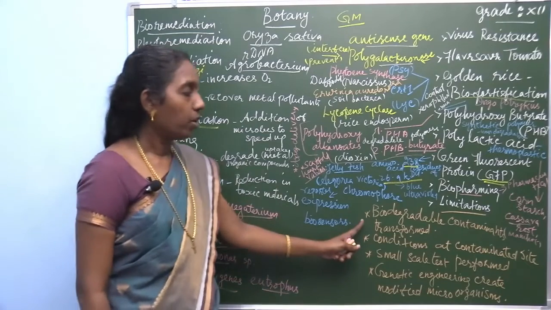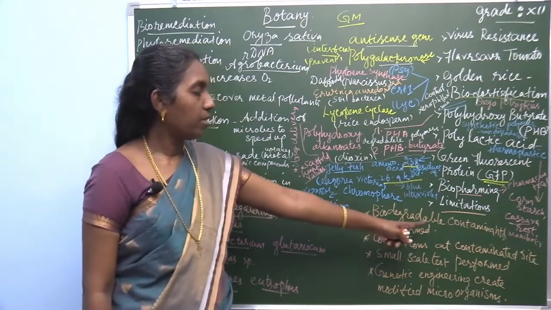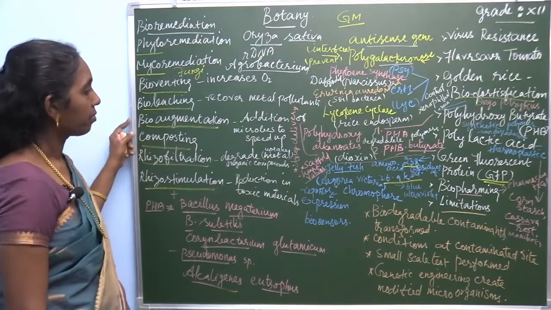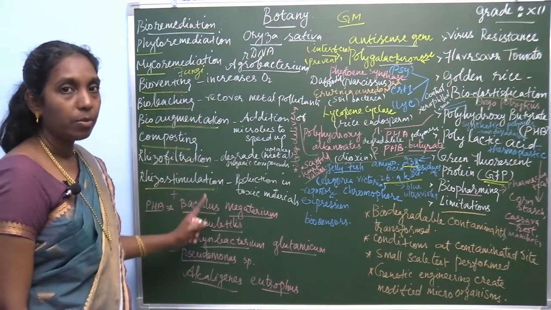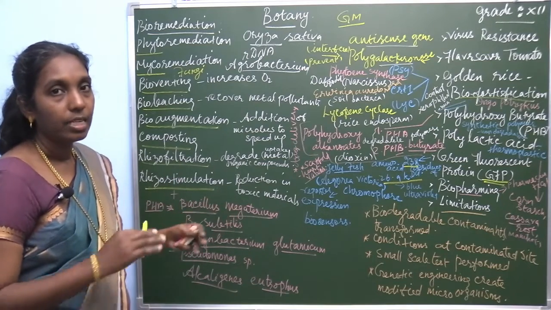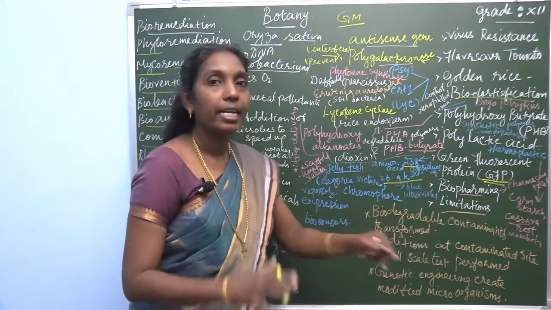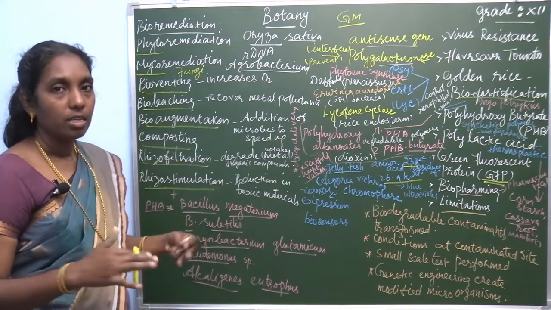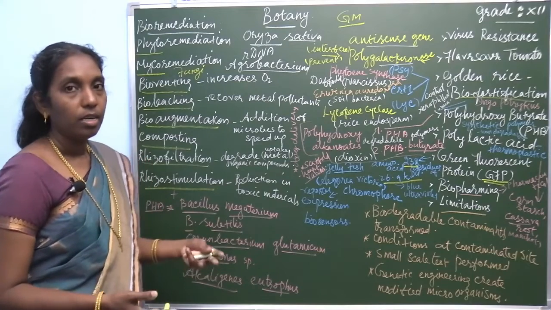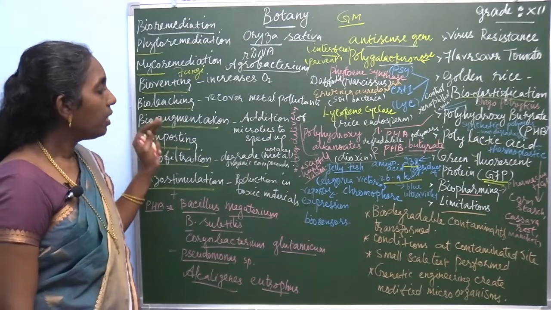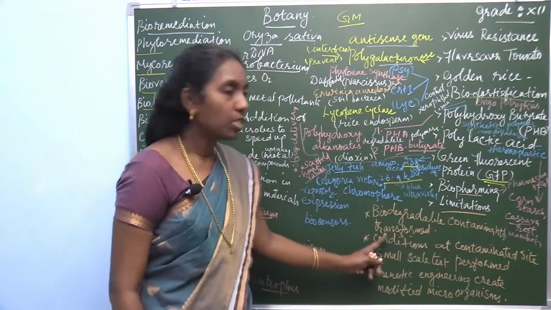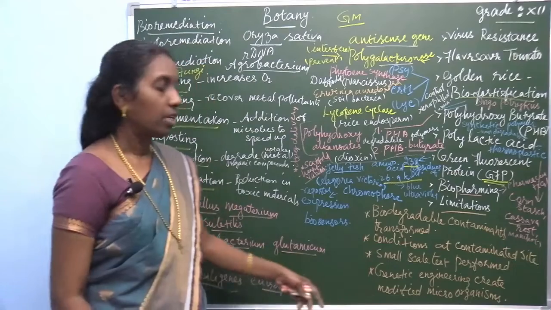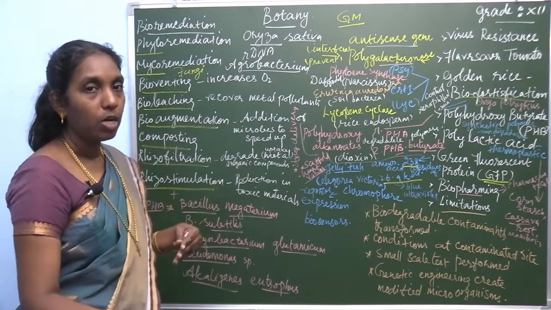The limitations of bioremediation are these. Bioremediation is the process by which contaminants can be degraded, because the contaminants are transformed. All these pollutants can be transformed, and finally they mix with the soil and the plants can utilize them. And there are some limitations. What are the limitations? The biodegradable contaminants are transformed, and conditions at the contaminated site matter. A small scale test can be performed before that, and genetic engineering produces modified microorganisms. All this process makes modified microorganisms.